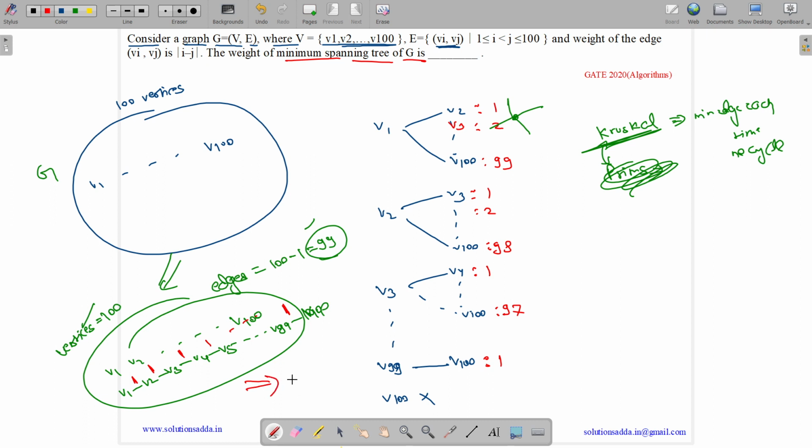So what is the weight of the MST? It is equal to the number of edges. And what is the number of edges? The number of edges is 99. So the correct answer is that the weight of the minimum spanning tree of this graph is 99.